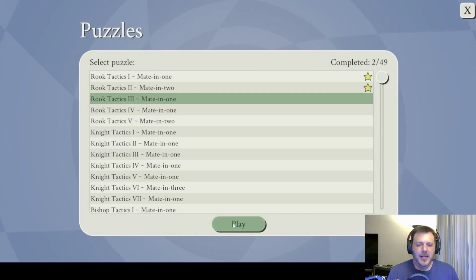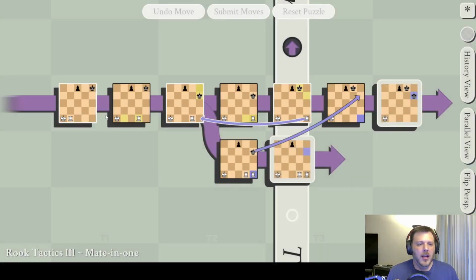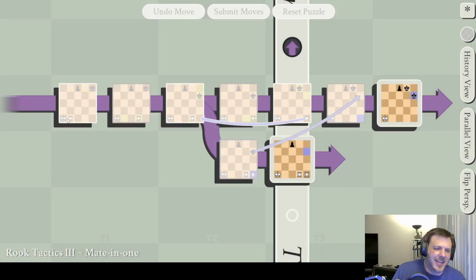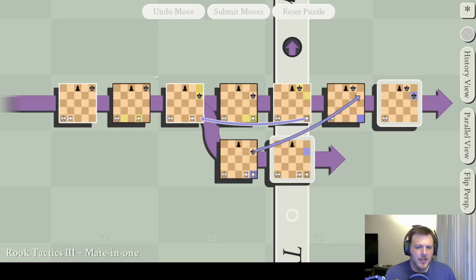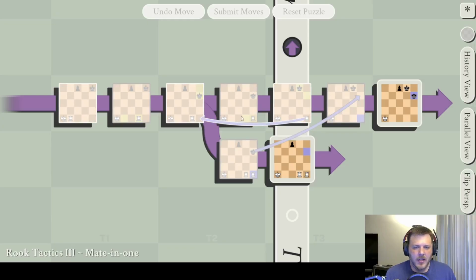Rook Tactics 3, mate in 1. Alright, so let's see how this game progressed. We have a rook move here, king moved down, rook moved sideways, that's check, king moved up. Alright, then the rook moved one space back in time, creating this alternate timeline.